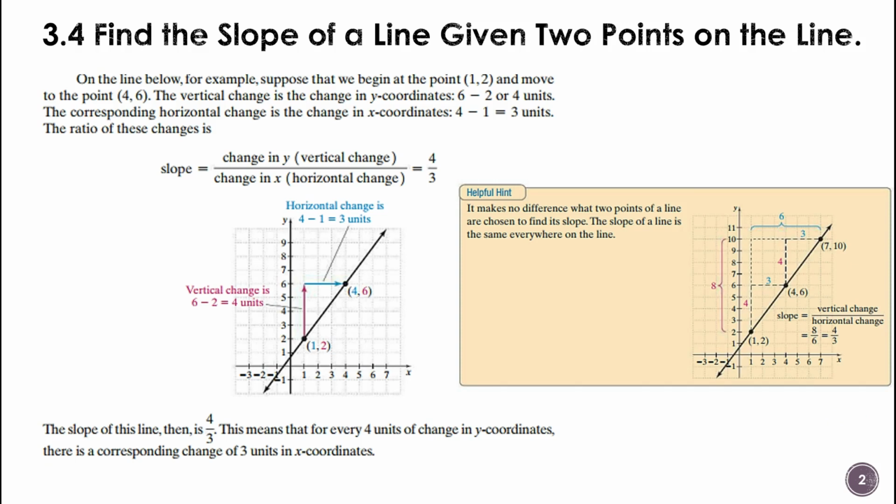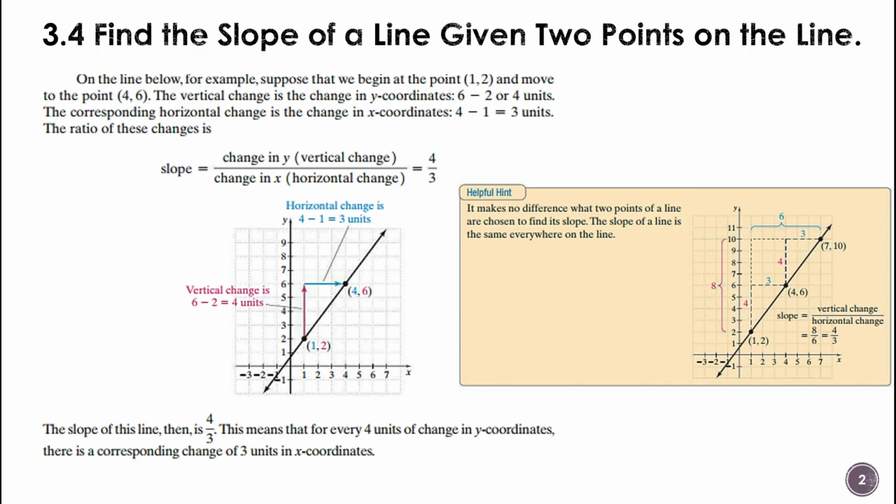Hi, we're on lesson 3.4 and we're going to be talking about slope. There's a lot to know about slope, so this lesson is a pretty long lesson. So when we're looking at this, find the slope of a line given 2 points on the line.